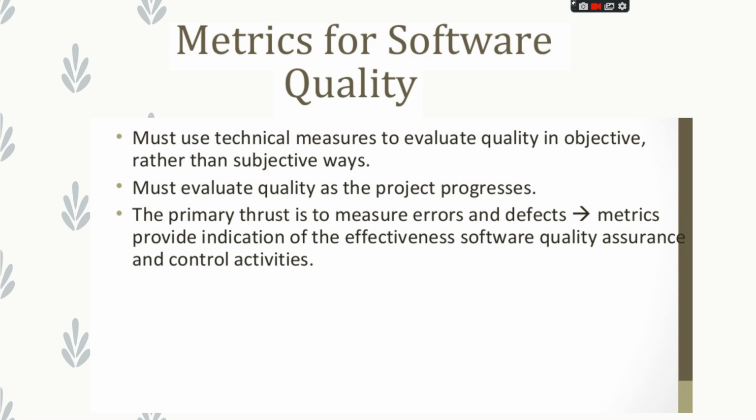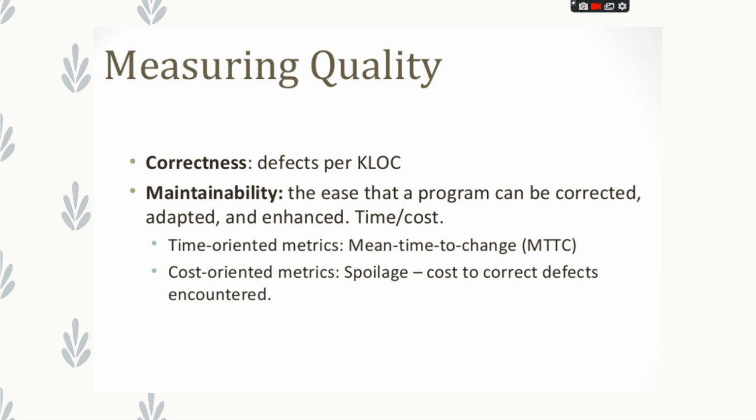Metrics for software quality. We must use technical measures so as to evaluate quality in an objective rather than a subjective way. Quality must be evaluated as the project progresses further. The primary thrust is to measure errors and defects. Metrics provide an indication of the effectiveness of software quality assurance and control activities. Measuring quality: correctness, defects per KLOC; maintainability, the ease with which a program can be corrected, adapted, and enhanced.